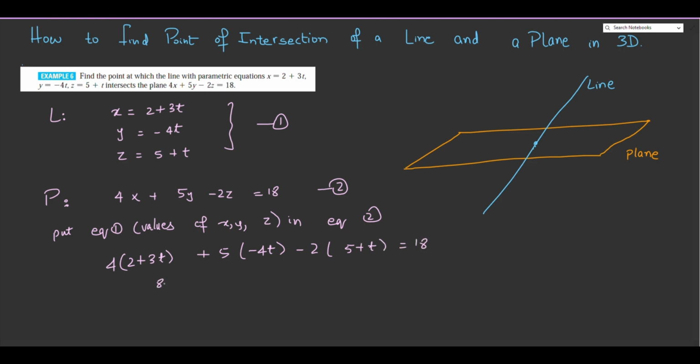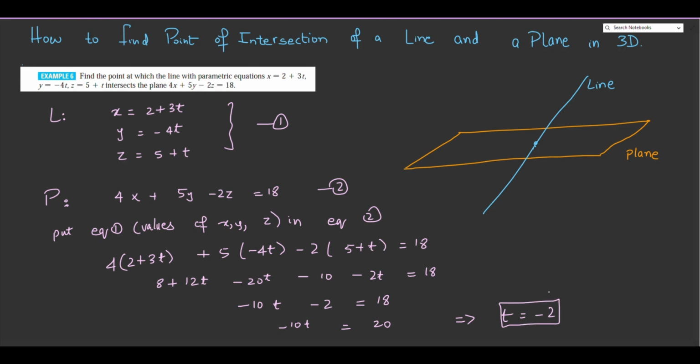That will give you 8 plus 12t minus 20t minus 10 minus 2t equals 18. That will give you minus 10t, and 8 minus 10 gives minus 2, so minus 10t minus 2 equals 18. If you simplify this, minus 10t equals 20. If you divide both sides by minus 10, t equals minus 2.